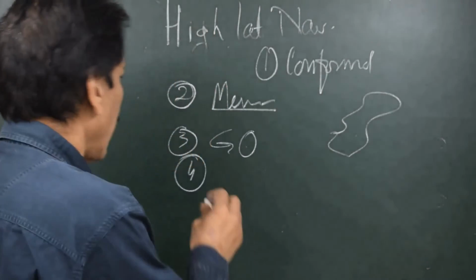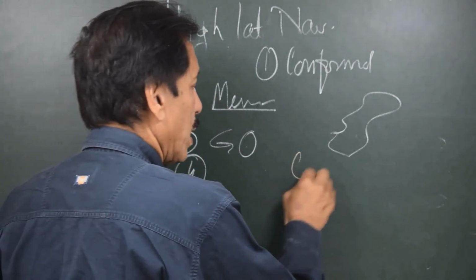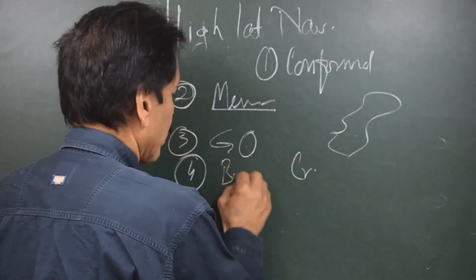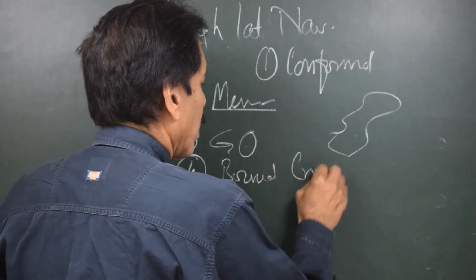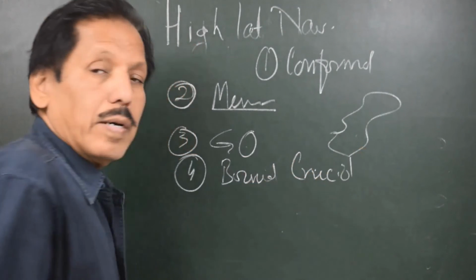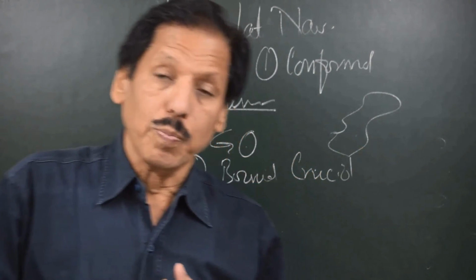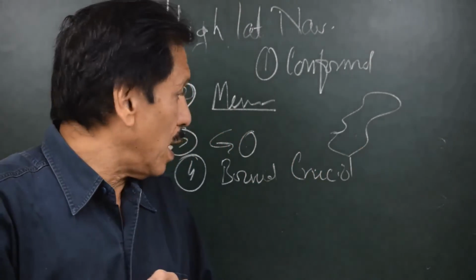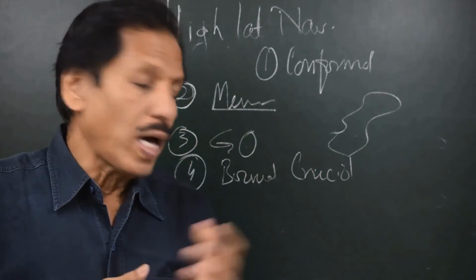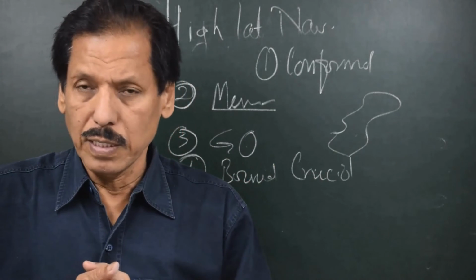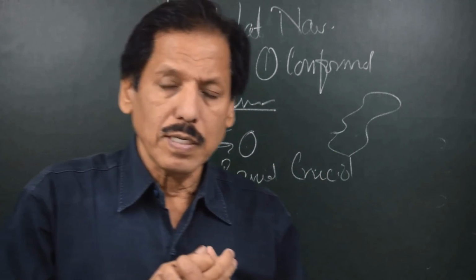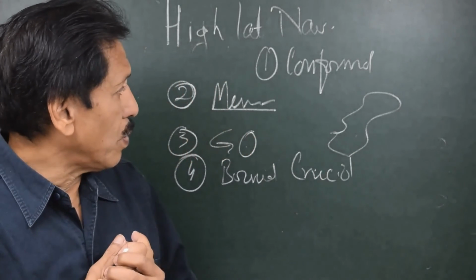And then I want the charts in crucial areas. Charts in crucial areas, preferably they should be overlapping, and you should have large scale charts available for these areas. So these are some of the features I'm looking for in high latitude charts.